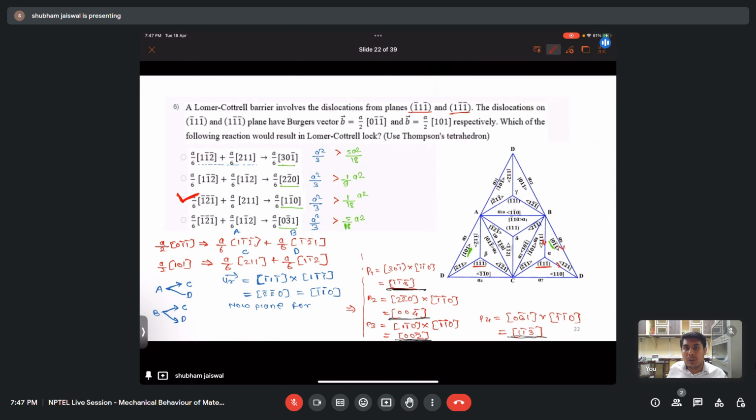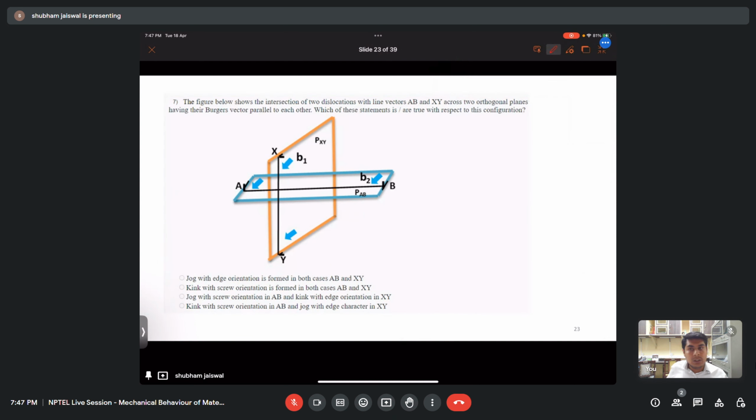Okay, so now moving towards the next question. The figure below shows the intersection of two dislocations with line vectors AB and XY crossing two orthogonal planes having their Burgers vectors parallel to each other. Which of these statements are true with respect to this configuration?